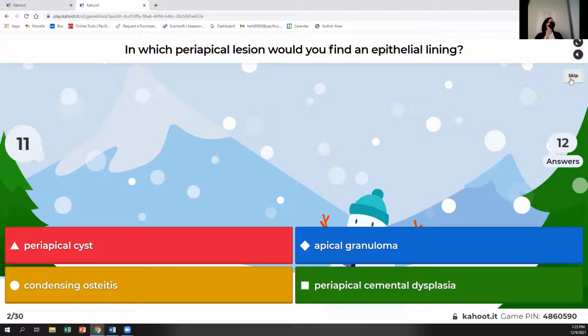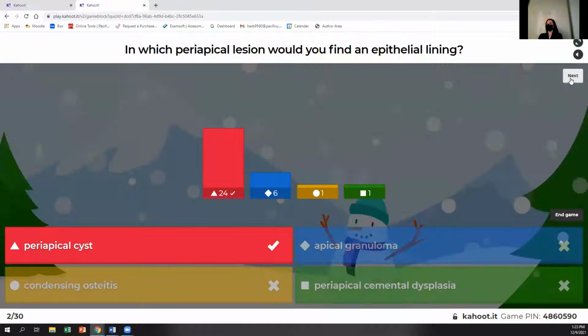Epithelial lining. Oh, epithelial lining. Good. So the cysts are the lesions. So a lesion can be an abscess or a cyst or a granuloma or whatever. And the cysts are the one with the epithelial lining.